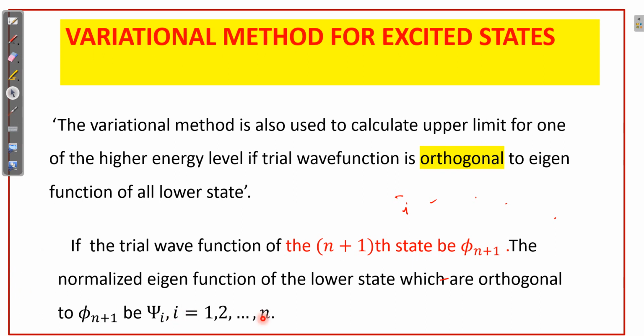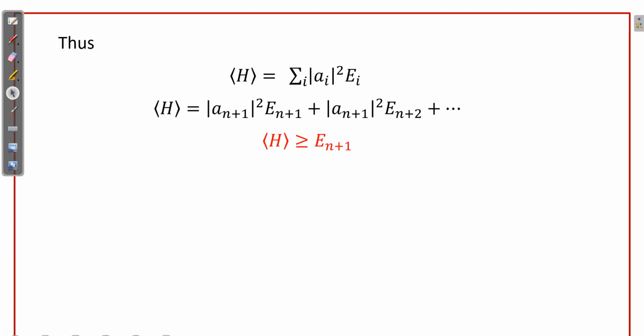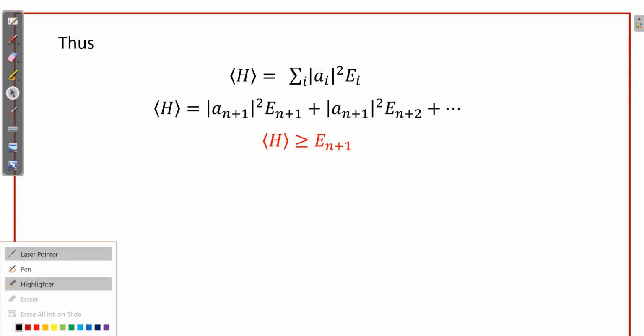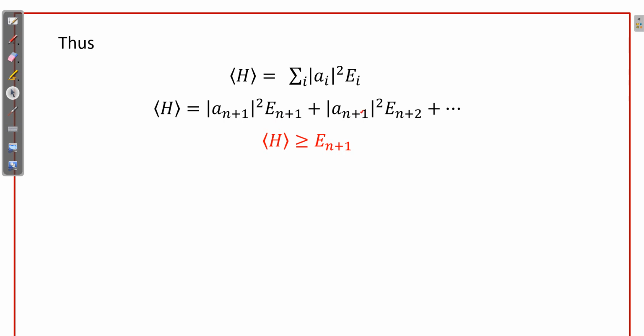Then if we determine the expectation value of the Hamiltonian H for the n plus 1th state, it will give the value mod an plus 1 square En plus 1, plus mod an plus 2 square En plus 2, and so on. In this way the expectation value of H is greater than or equal to En plus 1.